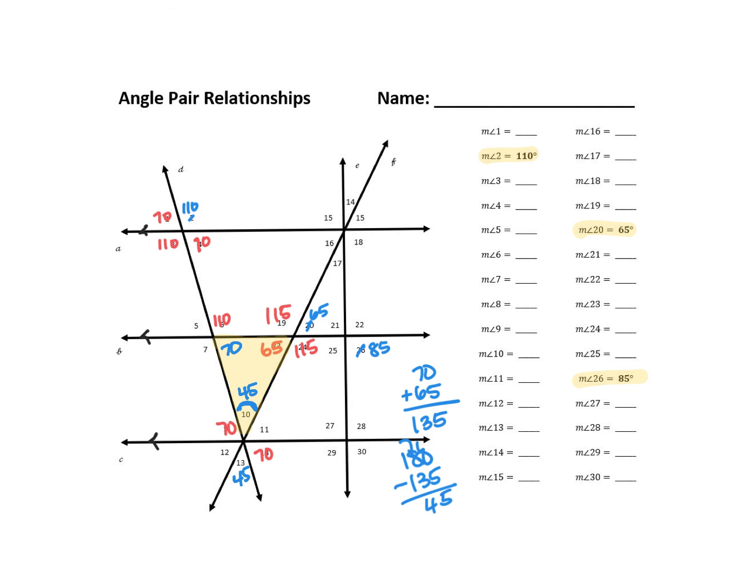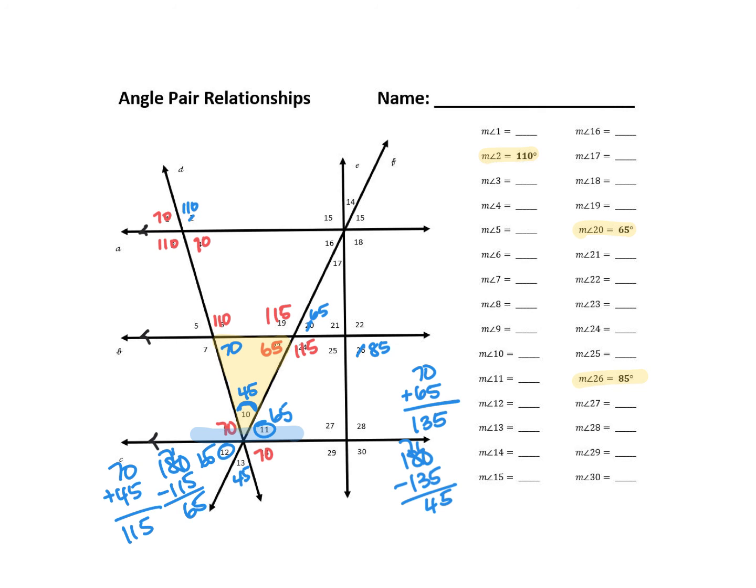And then I have enough that I could find 11 and 12. So kind of the same thing, we have a line, so I can take 70 plus 45, and that's 115, and I can take 180 minus 115, and we get 65. So 12 is 65 and 11 is 65.